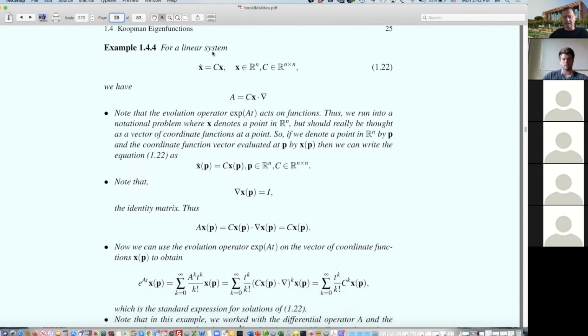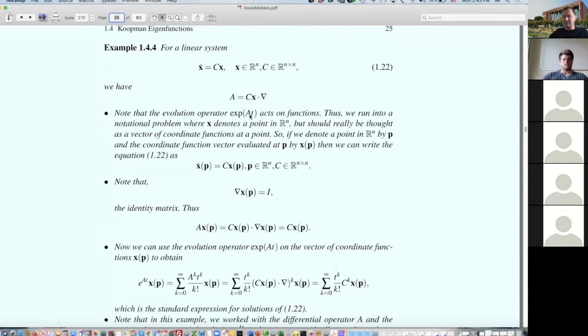So let's take a linear system. x dot is Cx. C is an n by n matrix, and x is a vector in R^n. So we're starting from familiar grounds. And then now, remember that the generator itself, A, is f dot grad. What is the vector field f? Well, it's just the C matrix acting on x. So we have Cx dotted with this gradient operator here. All right.